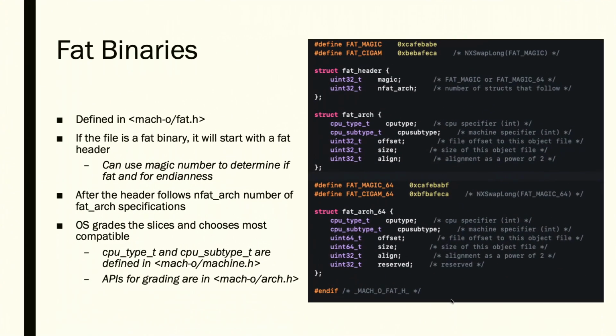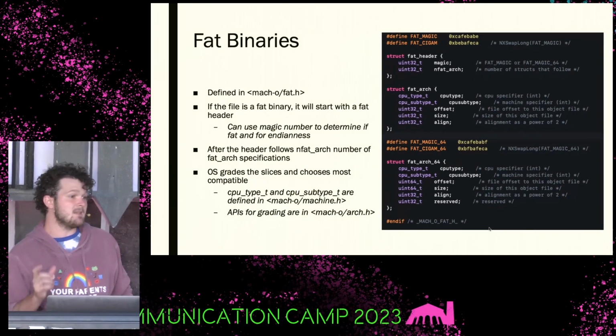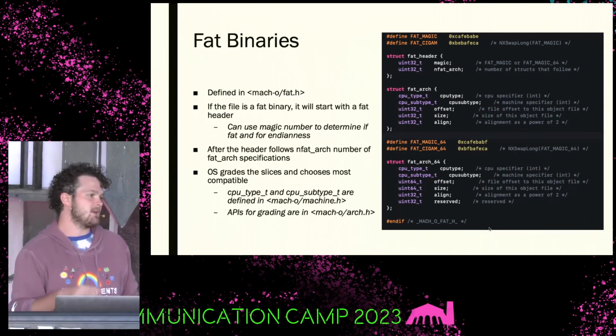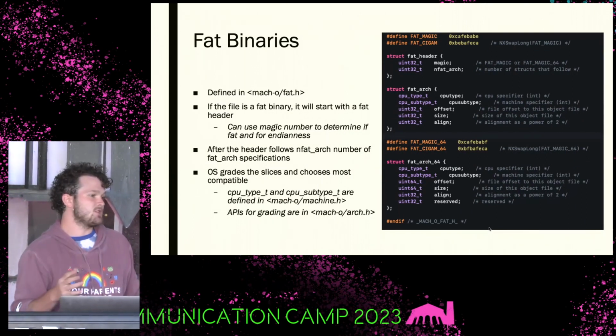So a fat binary starts with a fat header. You can define these definitions. I'll list the headers as we go along. They're all in the system headers for iOS and macOS and all that. If the file is a fat binary, it'll start with a fat header, and you check that by looking at the magic number there. It gives you both FAT_MAGIC and FAT_CIGAM, so you can determine the endianness of the data that you're about to look at. That's very important for the fat header because it may be produced on a machine completely different.